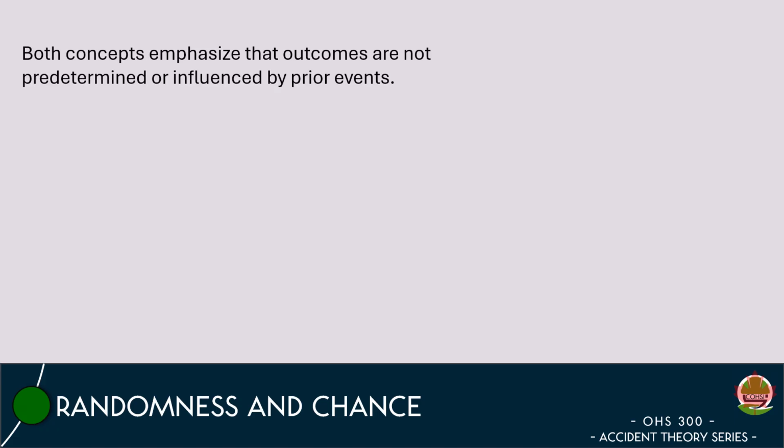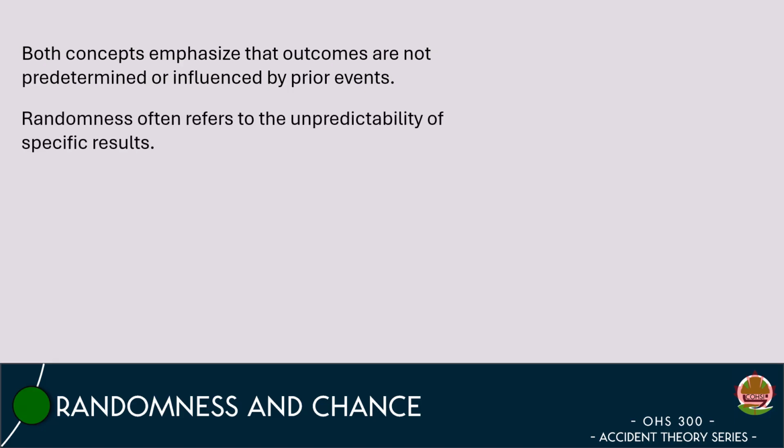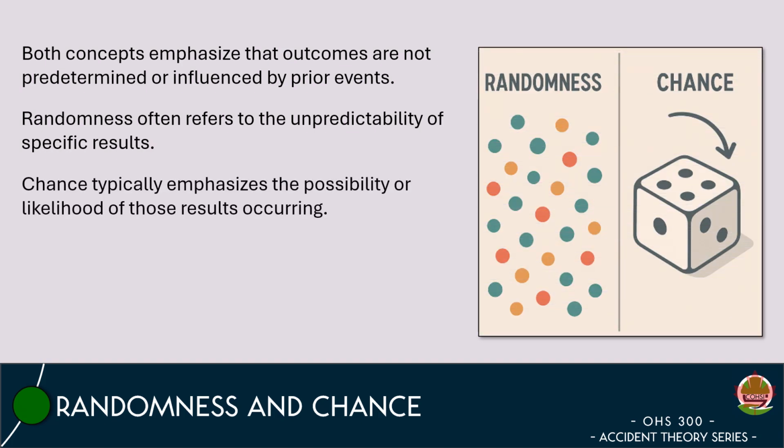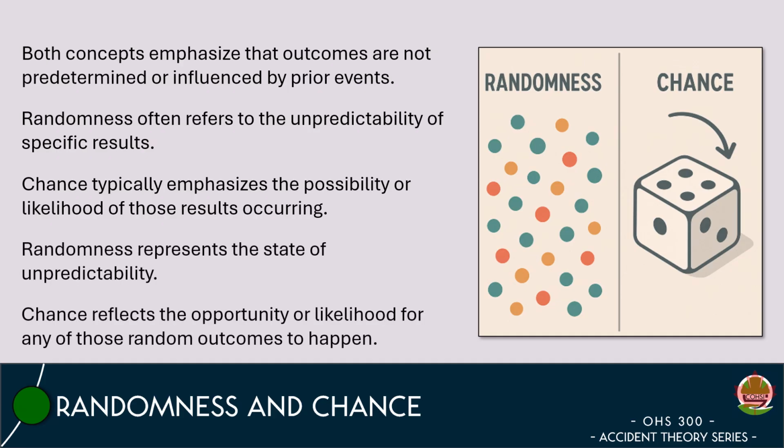Both concepts emphasize that outcomes are not predetermined or influenced by prior events, and they involve uncertainty. However, while randomness often refers to the unpredictability of specific results, chance typically emphasizes the possibility or likelihood of those results occurring. In essence, randomness is the state of unpredictability, and chance reflects the opportunity or likelihood for any of those random outcomes to happen.